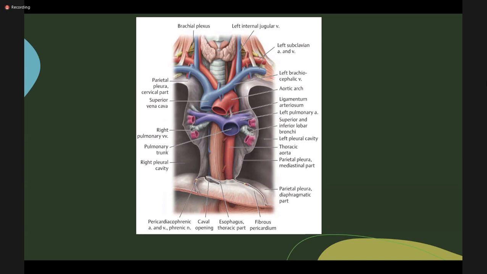So guys, what we need to focus on. These are the structures in my posterior mediastinum. You can see there are a lot of tubes. It could be trachea, esophagus, aorta, veins, nerves, so many things. But obviously, we should be respecting superior and inferior mediastinum.